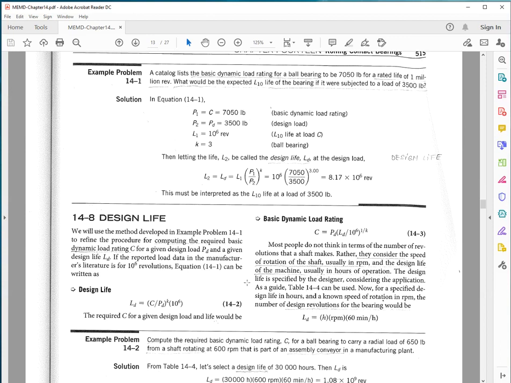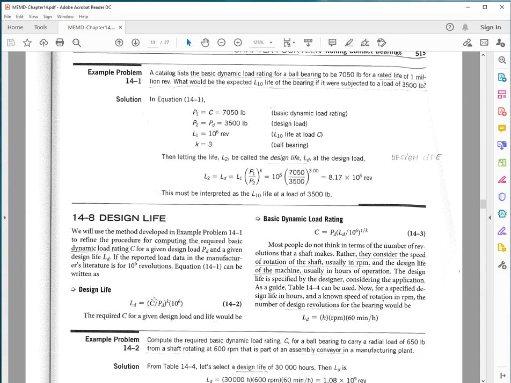Okay, so we have the earlier equation restated, and what you're seeing here is the design life in number of cycles, and the design load, and C, the dynamic load rating, and 10 to the power 6, that's the life corresponding to the dynamic load rating, 1 million.